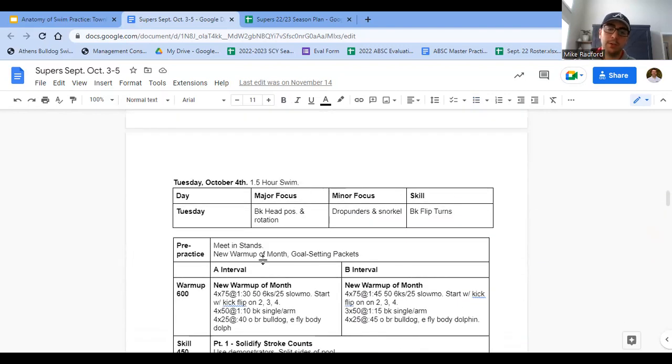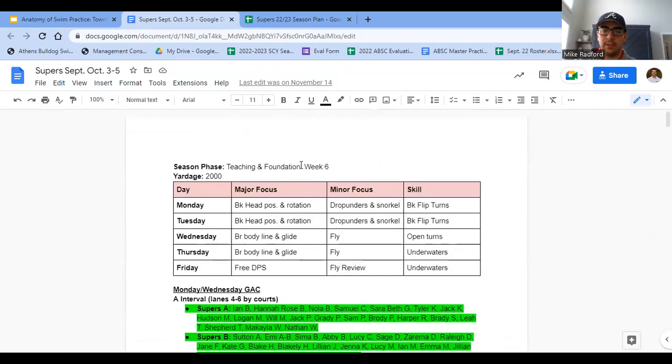Again, this was only 2,000 yards, even in an hour and a half practice, because it's their early season teaching and foundation phase. So we really take our time in that phase. We work on getting everything right and repeating it if it's wrong and making sure that it's right. So that's what's happening there.